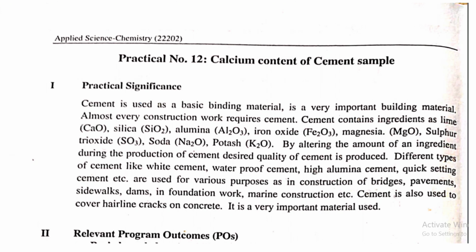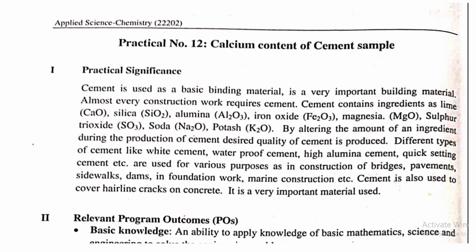Cement is used as a basic binding material. It is a very important building material. It contains especially lime, silica, alumina, then iron oxide, magnesia, sulfur trioxide, soda and potash.